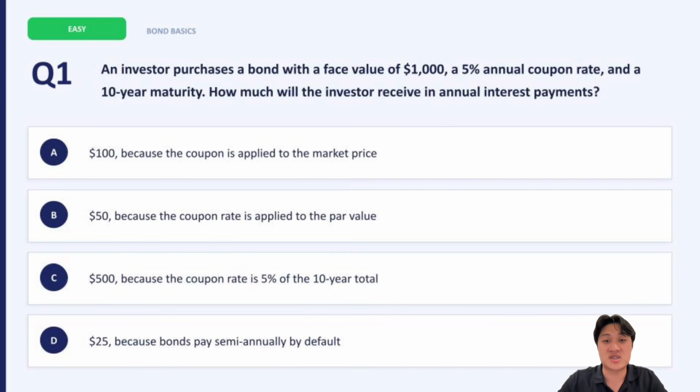An investor purchases a bond with a face value of $1,000 and a 5% annual coupon rate with a 10-year maturity. How much will the investor receive in annual interest payments?